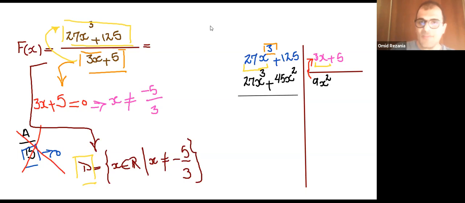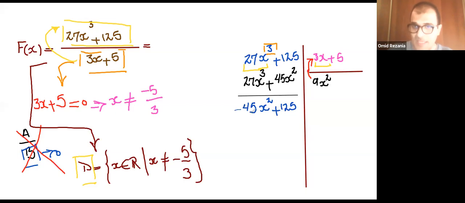Now, on the next step, I'm just going to see what is left for me. The thing which is left for me, these terms are going to be gone. Then I have minus 45 x squared plus 125. These methods, we covered since 2 days ago, and I hope that you should be fine with it now.